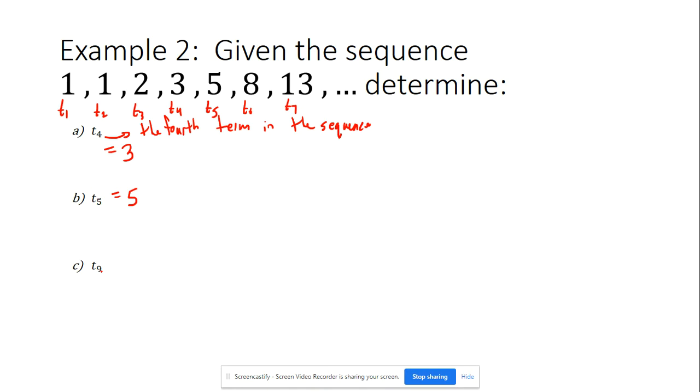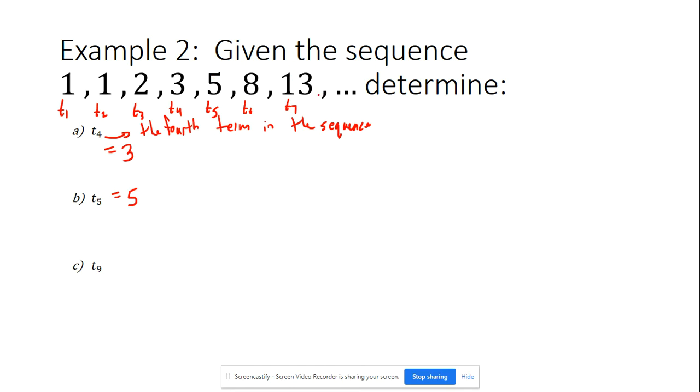Now for the last one, T9, there's a bit of work we have to do. We need to extend this pattern for 2 more terms to get T8 and T9. If you stare at this for a second, where are these numbers coming from? The number 2 comes from 1 plus 1. Then 1 plus 2 is 3, 2 plus 3 is 5, 3 plus 5 is 8, and 5 plus 8 is 13.